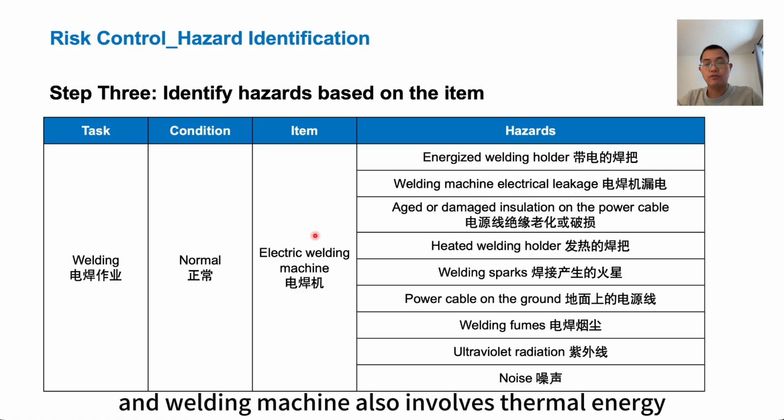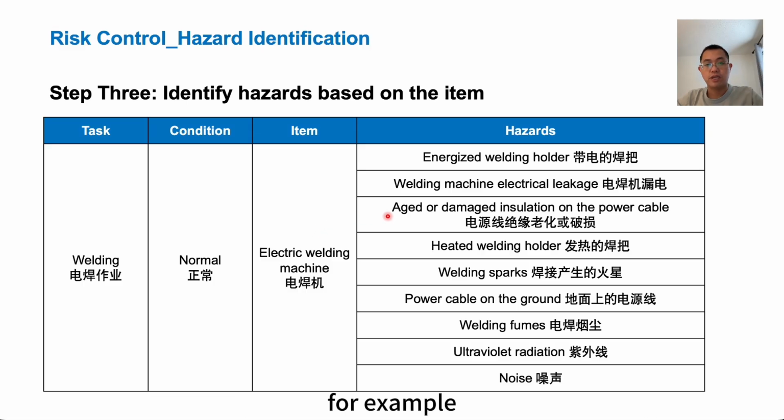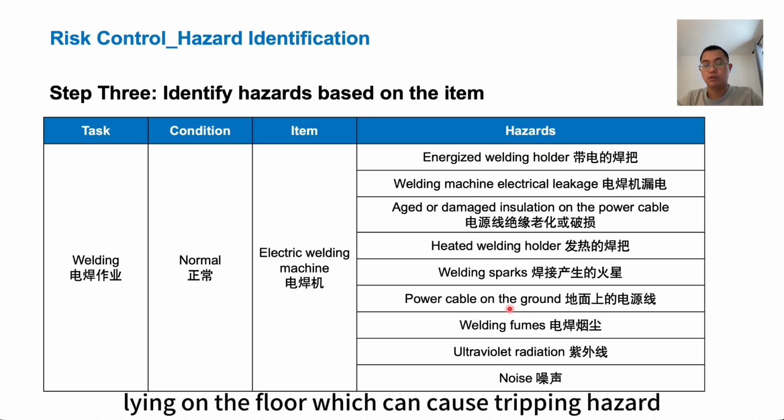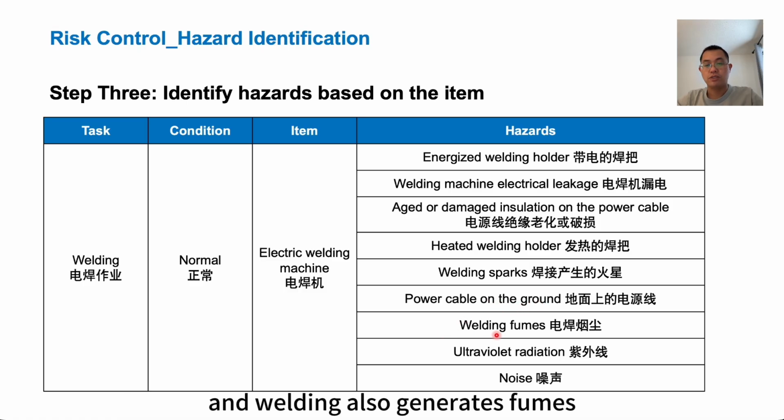And the welding machine also involves thermal energy. For example, aged or damaged insulation on the power cable can overheat, and the welding holder itself can become hot during welding. Welding sparks are also hot, so all these can set something on fire. And then there are other hazards such as power cables lying on the floor, which can cause a tripping hazard. And welding also generates fumes, ultraviolet radiation, and noise. So that covers all the hazards associated with the welding machine.